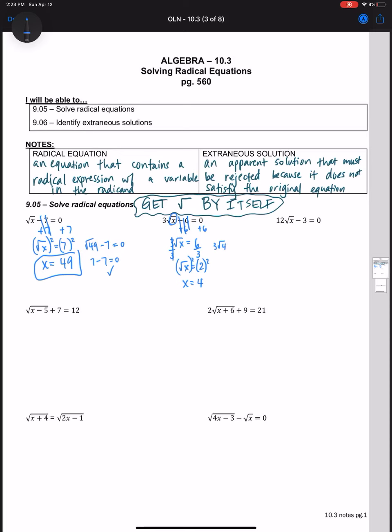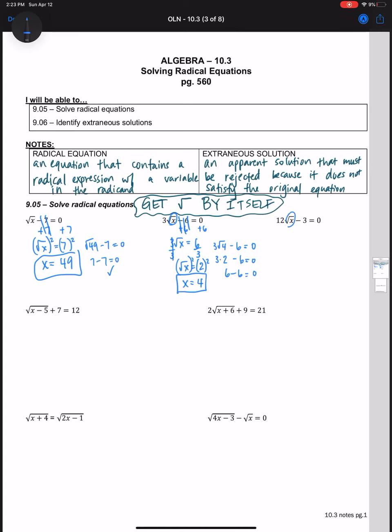All right, let's check our answer. 3 square root of 4 minus 6 equals 0. That is 3 times the square root of 4, which is really 2, minus 6. Does that equal 0? And it does. So that's our answer.